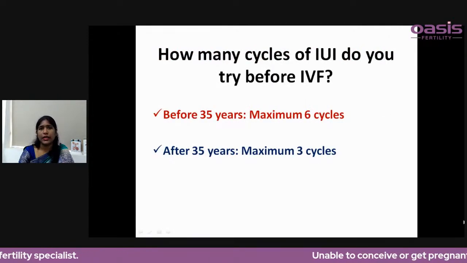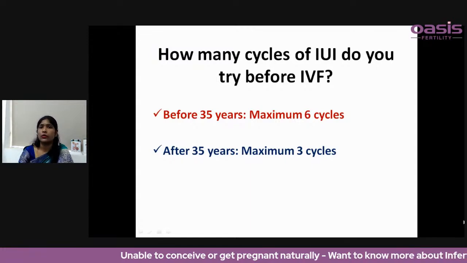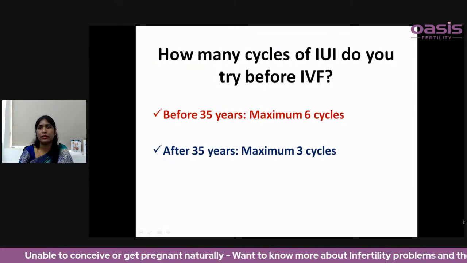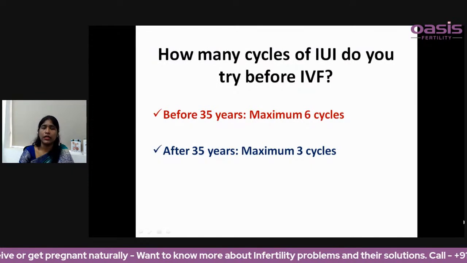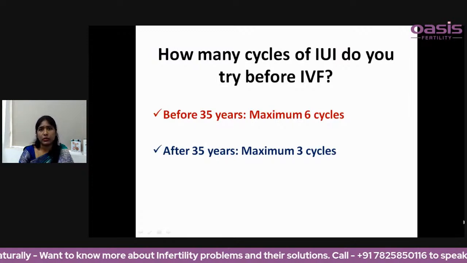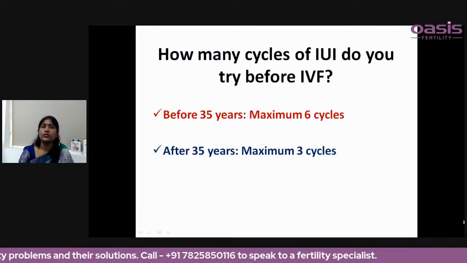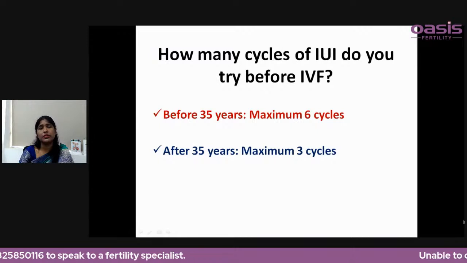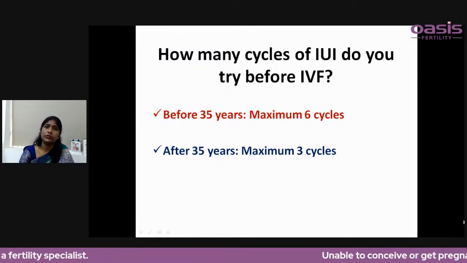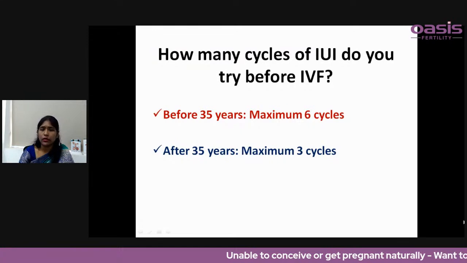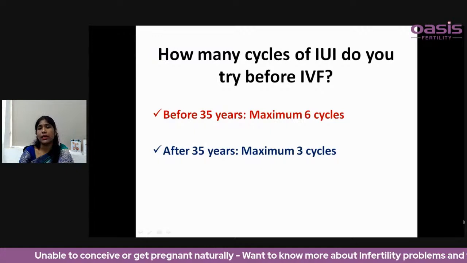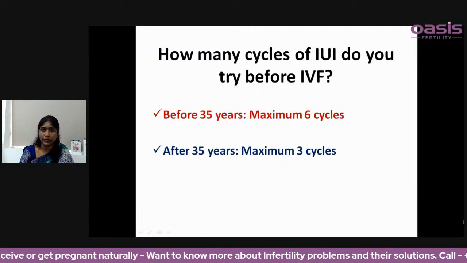Because IUI has a success rate of somewhere between 18 to 20%, it is not that we do only one IUI cycle and then label a woman as IUI negative. It is only when we do a couple of IUI cycles that we tell a woman that you are not able to conceive with IUI. If a woman is less than 35 years, up to 6 cycles of IUI can be tried before we label that there's some other factor which is not allowing the pregnancy to happen through IUI, and then we counsel them to go for an IVF.